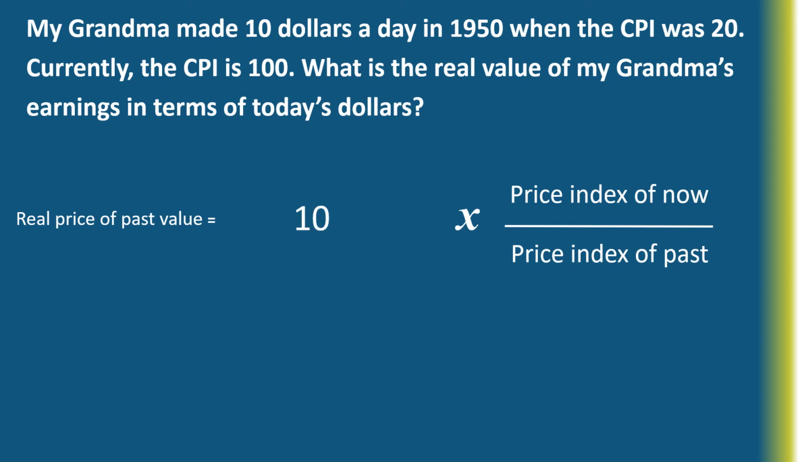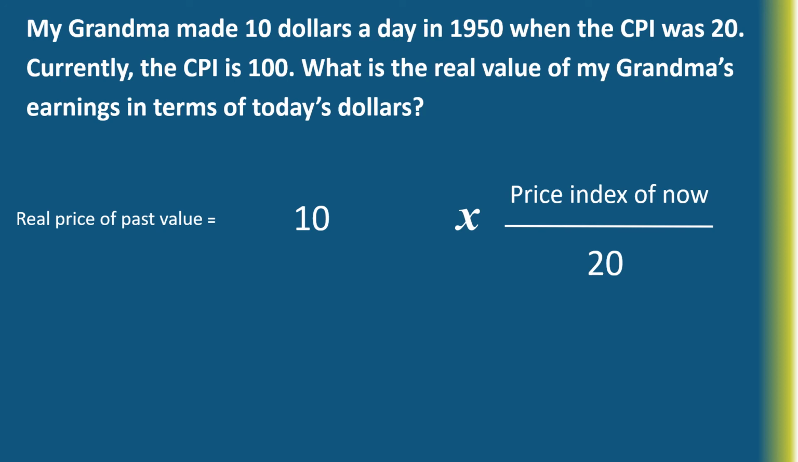So in nominal terms, my grandma made $10 a day. So we can plug in 10 for the nominal value that we had in the past, right? So we can have that 10 plugged in there. Now what we need to do is plug in some of the other variables. So we also know what the CPI was in the past in 1950. The CPI was 20, so we plug that into our equation. So now we have the nominal value in the past and we have the past CPI index of 20.